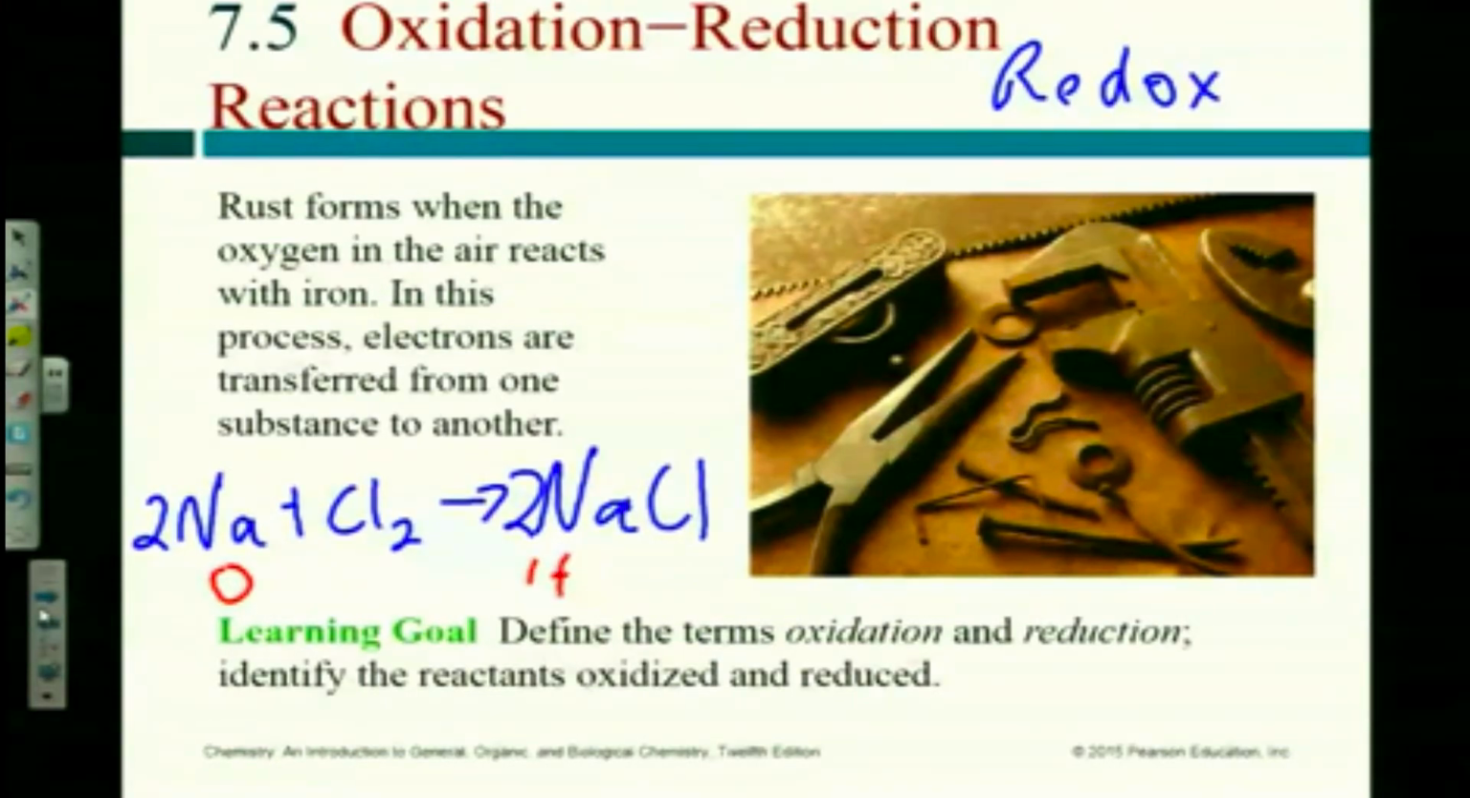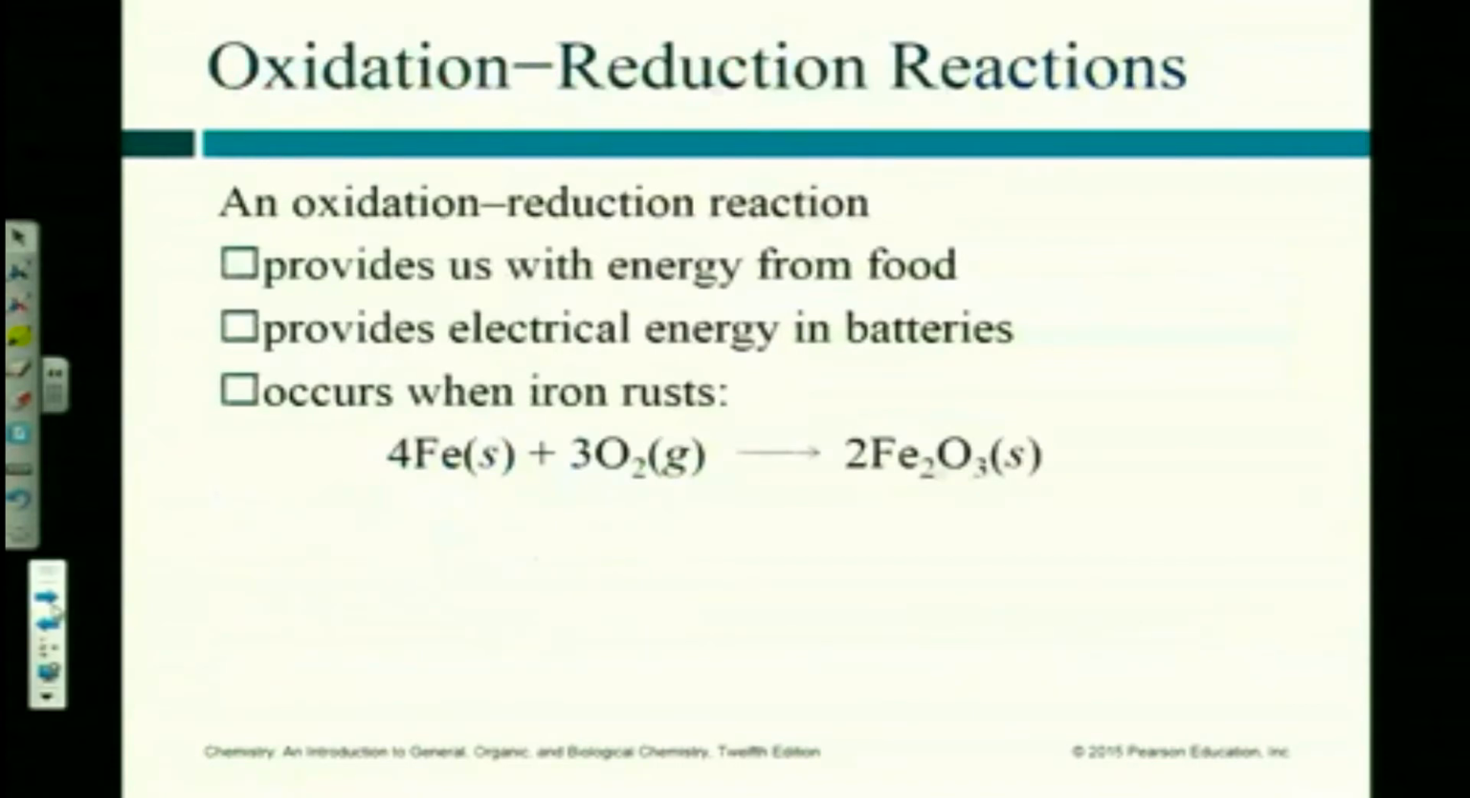What about chlorine over here? It doesn't have a charge either. And what is it over here? 1 negative. Well, in order for sodium to go from 0 to 1 plus, what did it do? Had to gain or lose an electron. It lost an electron, right? Remember we talked about in chapter 4 that elements in group 1 tend to lose an electron, and chlorine, because it's a halogen, tends to gain an electron. That loss and gain of electrons is redox chemistry. We're going to give you some definitions in just a second. So, here's another example.